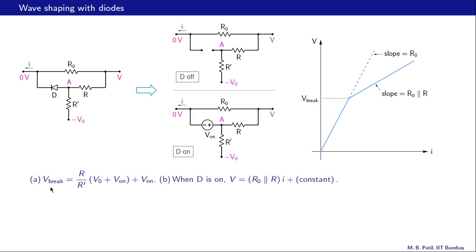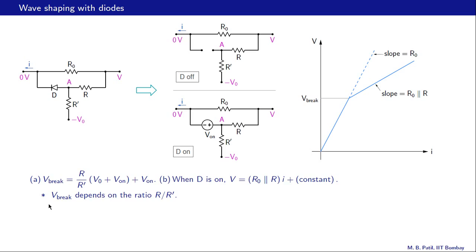In summary, we have V break equal to R by R prime times V0 plus V on, that is the breakpoint there. And when the diode is conducting, V is given by R0 parallel R times I plus a constant. So if we look at this V versus I relationship, we notice that there are three design parameters. One, the slope of this part, which is given by R0. Second, the slope of this part, which is given by R0 parallel R. And third, this breakpoint, which is given by this expression here.